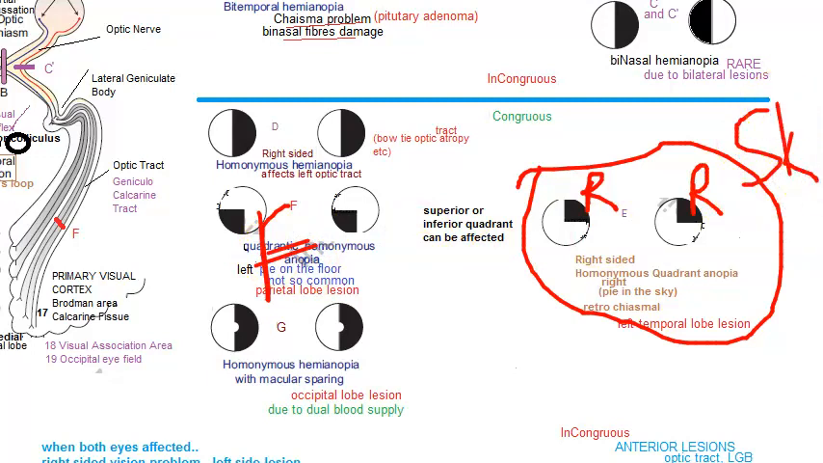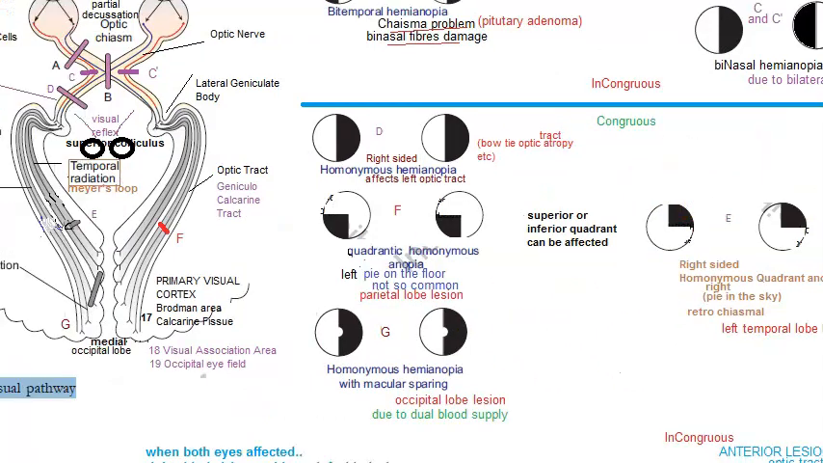Here, what all can you say as soon as you look at this image? They are congruous, they are overlapping. So, definitely it is behind the chiasma, retrochiasmal. Now, the right side of both the eyes is affected. So, it should be a left lesion. Okay. So, here they are saying it is a left temporal lobe lesion. So, it should be somewhere here.